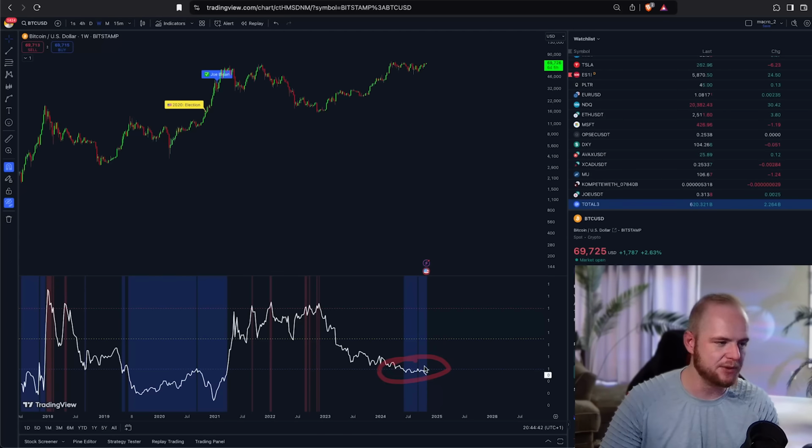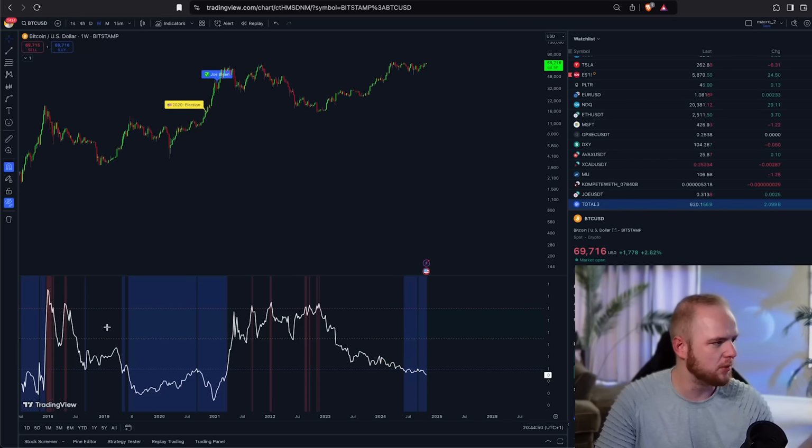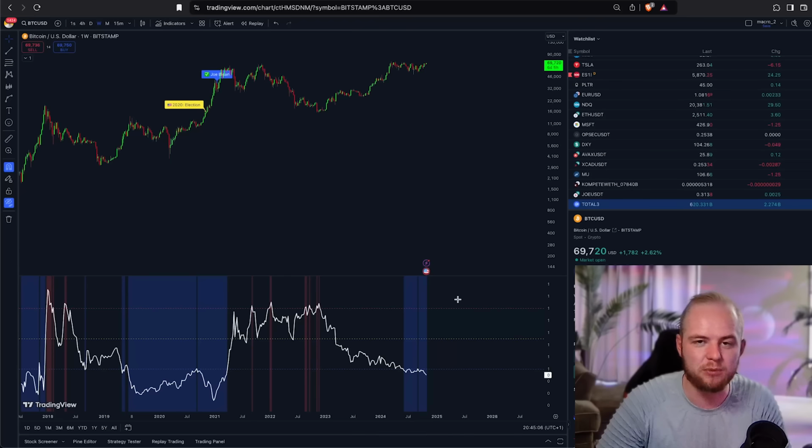We're in the cool down zone for the altcoin Bitcoin heat map. We're nowhere close to the end of the cycle according to what has happened in the past. The total three has so much room to move up before we're anywhere near the end of the cycle, which means we're going to get much higher prices from here, and the altcoins have not even started. So there's so much opportunity in this market right now, guys.